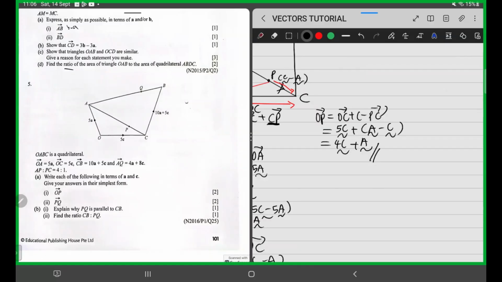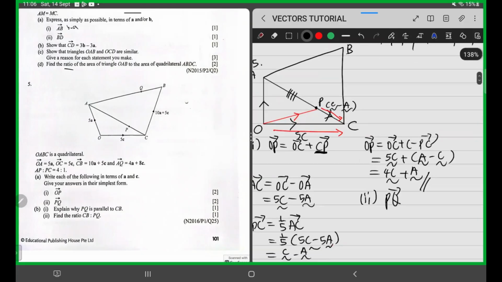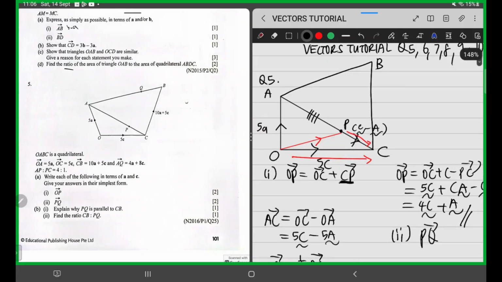So that over there is your answer for I. Then moving on to II, they say find PQ. So PQ, wait, where's PQ? Oh, here's Q. You want to find PQ now.